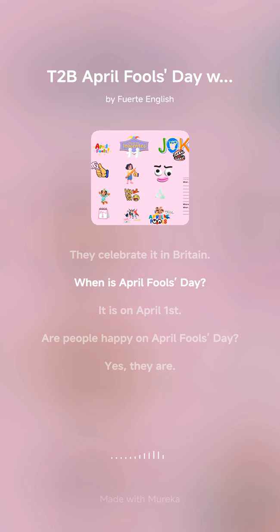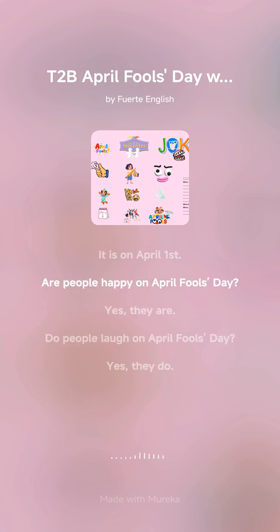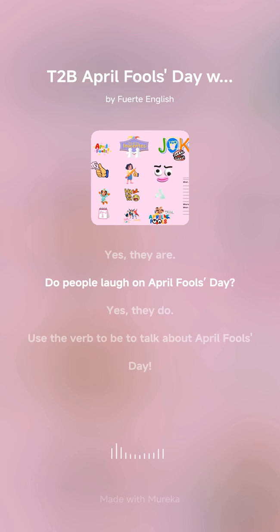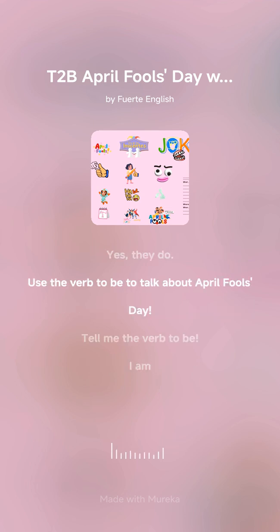When is April Fool's Day? It is on April first. Are people happy on April Fool's Day? Yes, they are! Do people laugh on April Fool's Day? Yes, they do!